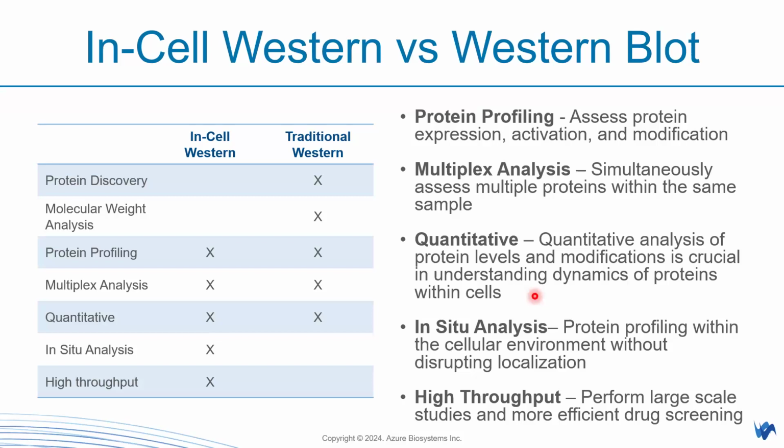Okay, but what traditional Western cannot provide, but in-cell Western is very good at, is in situ analysis, where you do not need to disrupt the environment of the cell culture. Because in normal Western blot circumstances, we need to harvest the cells by trypsinization, and then lyse the cells and spin down to get the cell lysate.